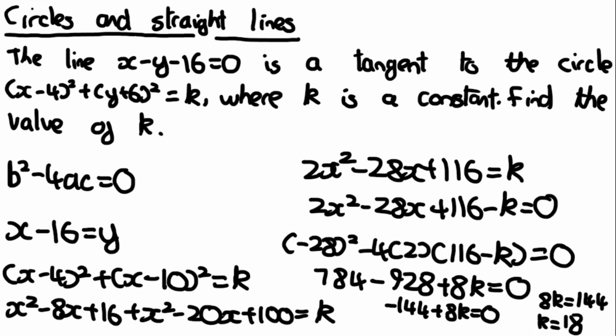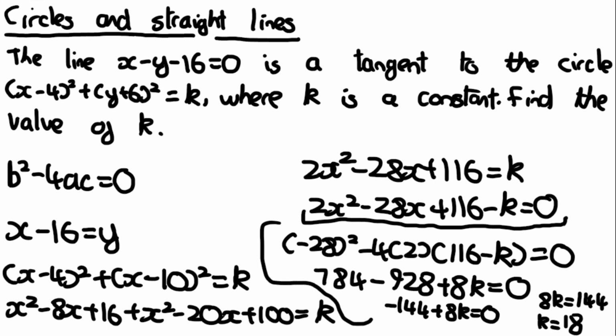Really quick, if you wanted to check your answer in some way, what you could do is sub the value of k back into this, and then put this quadratic equation into your calculator to find the solutions or the roots. And remember, because it's a tangent, there's only going to be 1 point of intersection. So if your calculator gives you back only one solution, only one value, then you know that you've done this part right, as you've only got the one value of x, and therefore only 1 point of intersection.